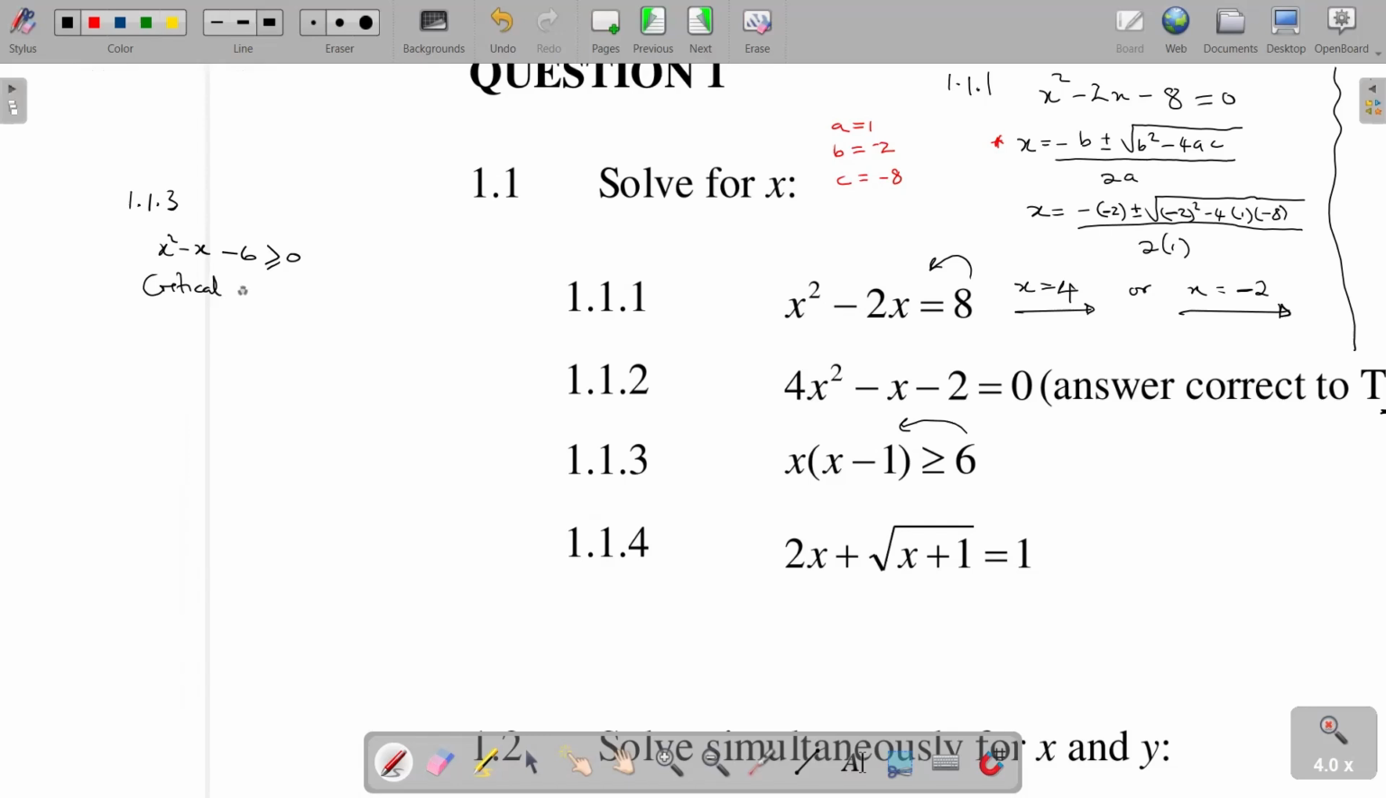We need to get the critical values. To get the critical values, we now replace the inequality sign with equal sign. x squared minus x minus 6 equal to 0. Then from there, we are going to apply the quadratic formula. Here is our quadratic formula. Again, we are going to apply it, but in this case, our A equal to 1, our B equal to -1, our C equal to -6. Solve.